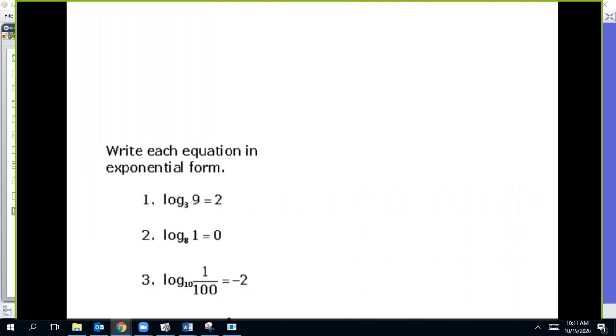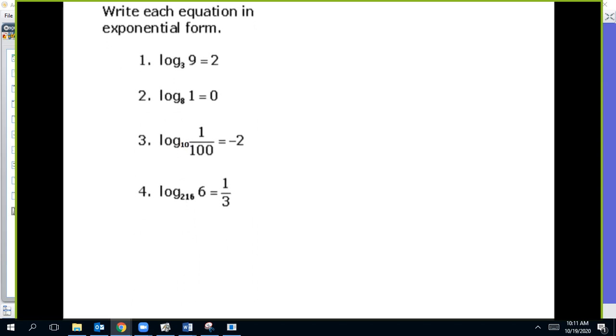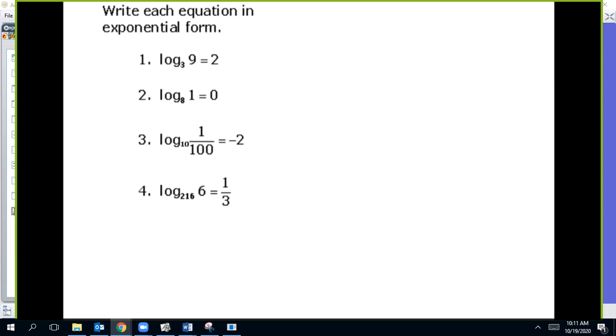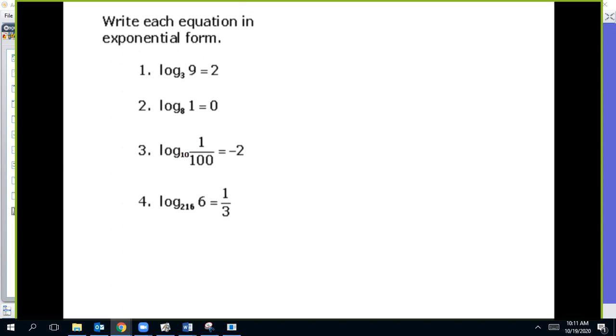Okay, so the first thing we want to do is just practice converting between log and exponential. This will help us when it comes to solving logs or exponentials. So we start with log base 3 of 9 equals 2. That can be rewritten as 3 squared equals 9. Remember, the base to the power equals the answer. The answer is inside the log.